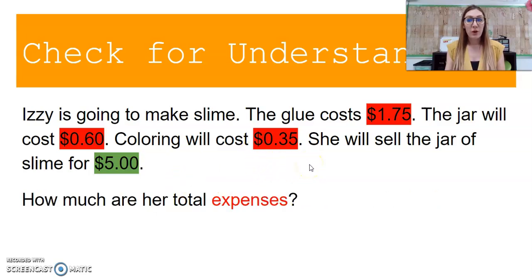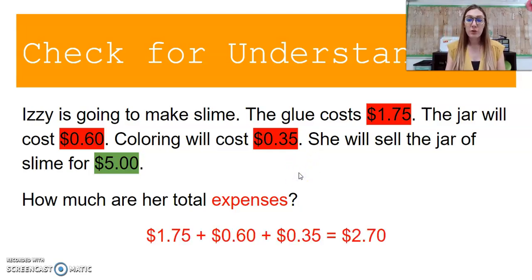Now we need to figure out what her total expenses are. So we know what her expenses are, but we need to find a total number of expenses before we can set up our formula for profit. So how much are her total expenses? Go ahead and pause your video and don't forget to line up your place values. So her total expenses are $2.70.